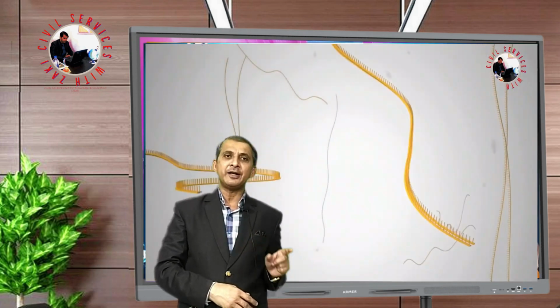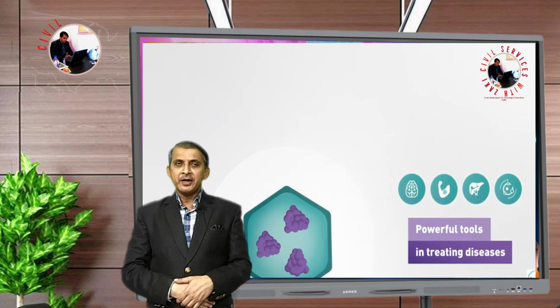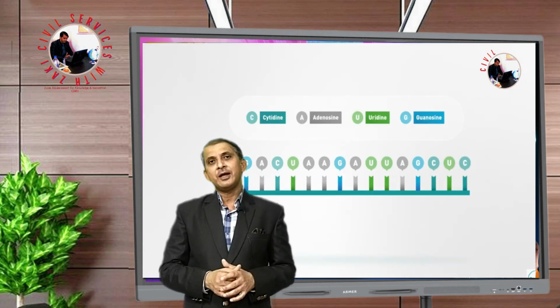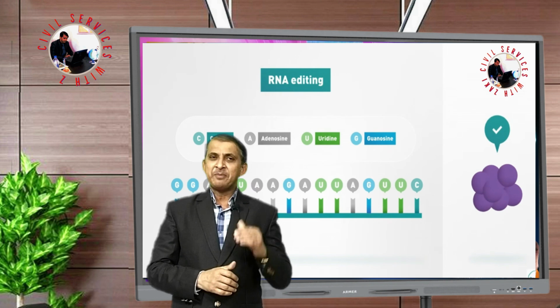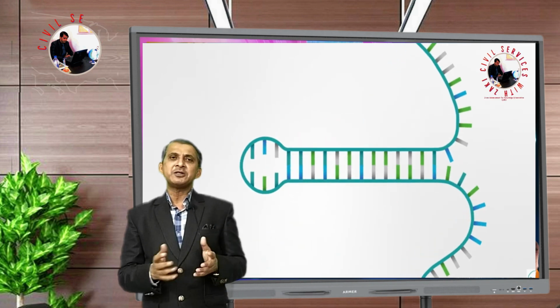Basically, this RNA editing is related to CRISPR-Cas13. So, what is CRISPR-Cas13? What is RNA editing? And how does this type of RNA editing work? And also, we will cover the basics of RNA, DNA, and protein synthesis and all that.